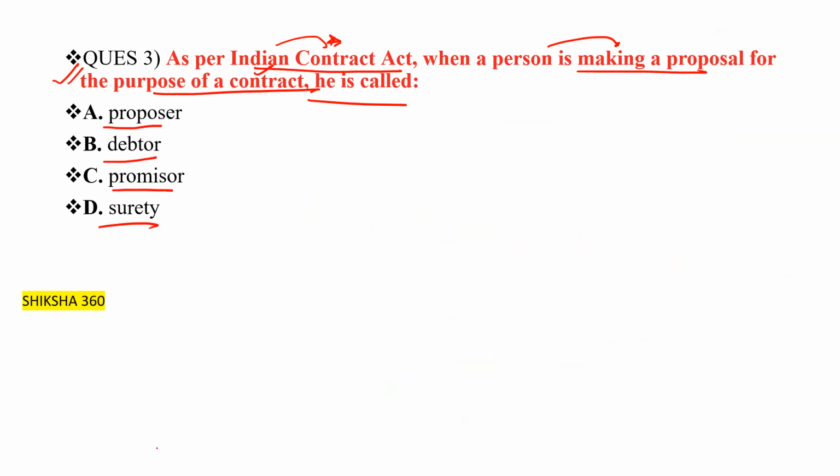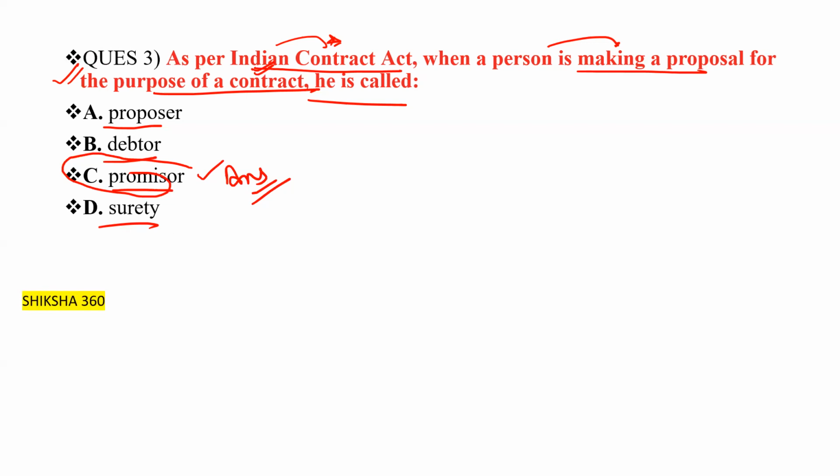So as per the Indian Contract Act, when a person is making a proposal for the purpose of a contract, he is called a proposer, debtor, promisor or surety. Basically, the person who is making a proposal for the purpose of a contract is known as the promisor. So option C is the correct answer here.